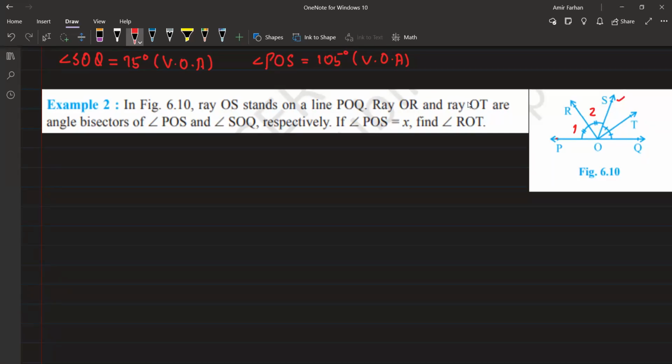Okay, clear? Yes. And ray OT is the angle bisector of SOQ. You have to follow the sequence. OR is for POS, because it says respectively. Respectively means you have to follow the same order in which they are written. Okay. So OT is the bisector of SOQ. OT is another mother and she also has two children. Angle 3 and angle 4 are like the two siblings fighting over the one rasgulla which is left. So the mother said, I'm dividing the rasgulla into two parts, and gave one part to one sibling and one part to the other. Clear? Yes. Mothers always love everyone equally.